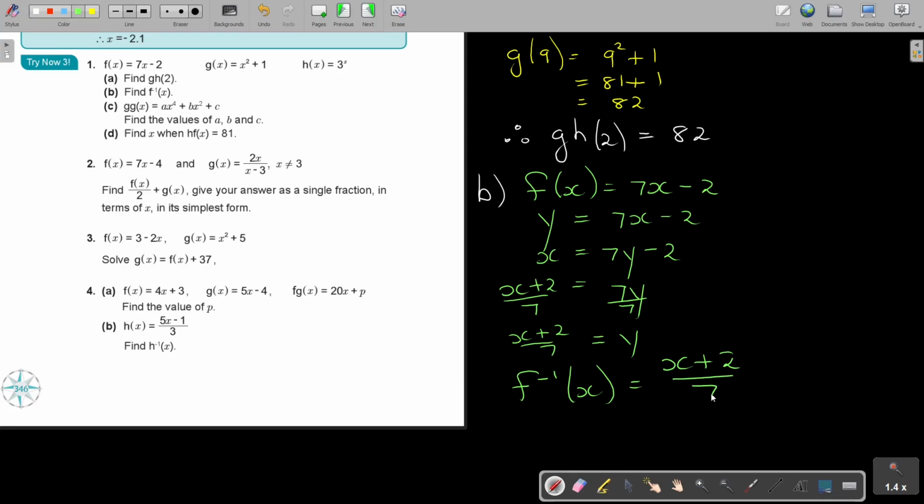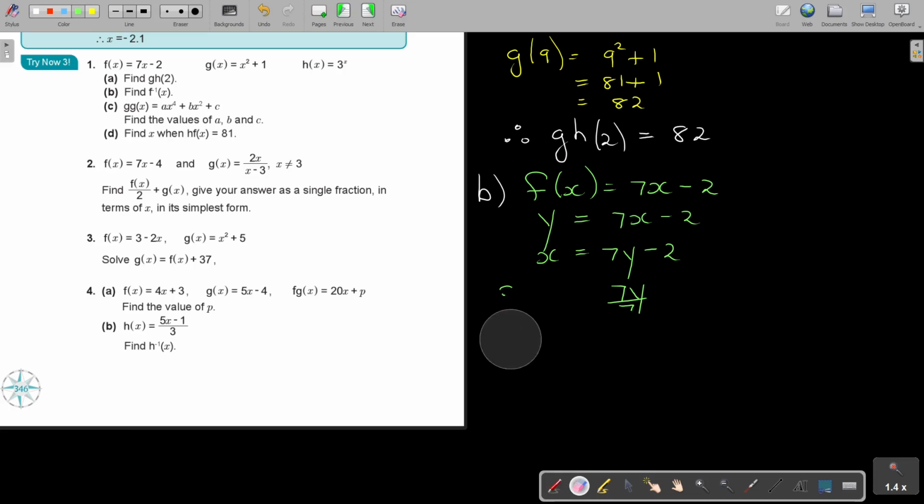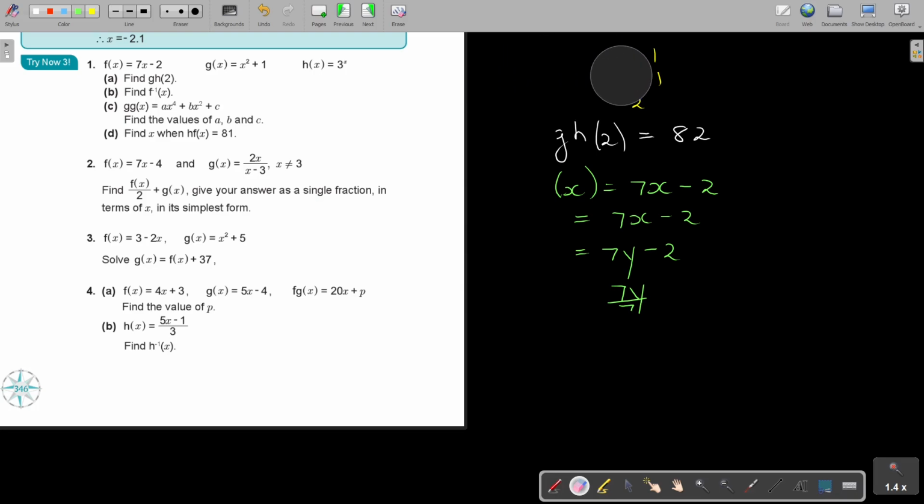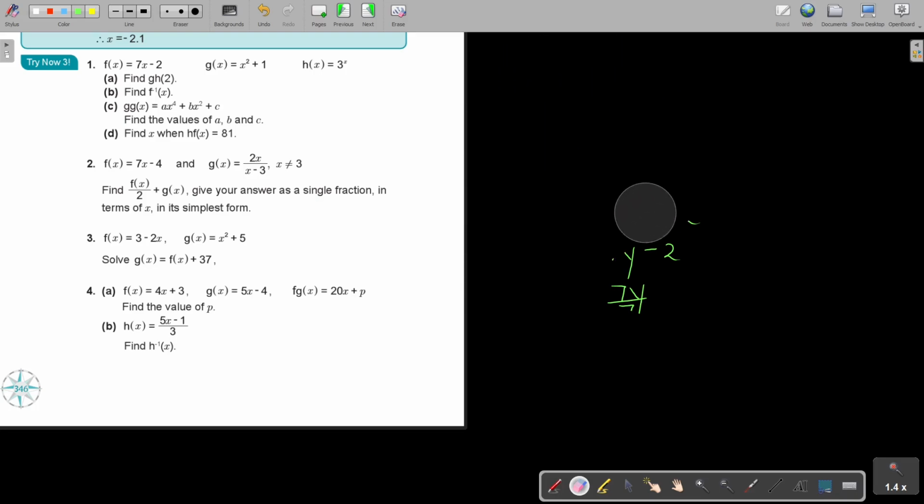Okay, so that is my inverse. Let's do number C. Now, I just want to see if I'm going to use that. No, it doesn't seem like that. So if I need it, I will just rewrite it again. So let's go for that next one.